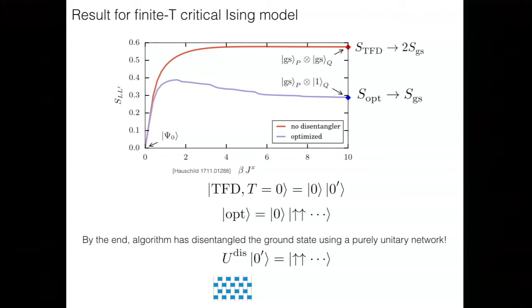Okay, so that means by the time we get to 0 temperature, something interesting has happened. We continuously were acting with this disentangler. So on the ancilla, we eventually built up this unitary network here. And by definition, it needed to have the property that when applied to the ground state, it produced a disentangled state.